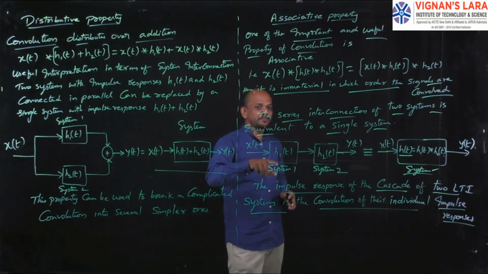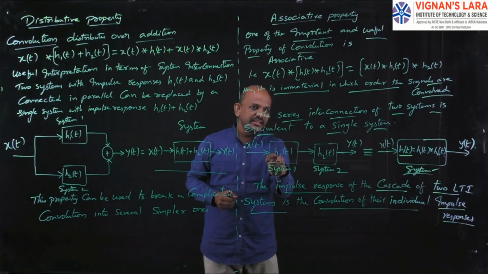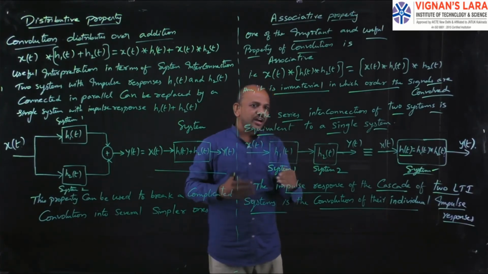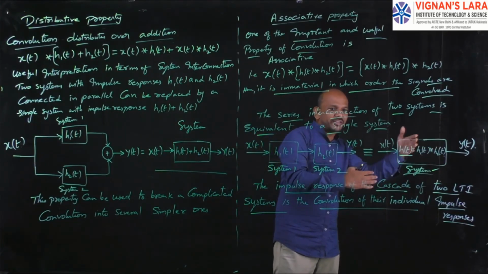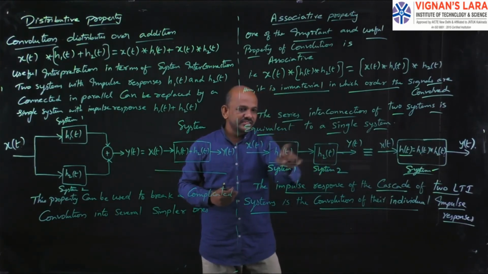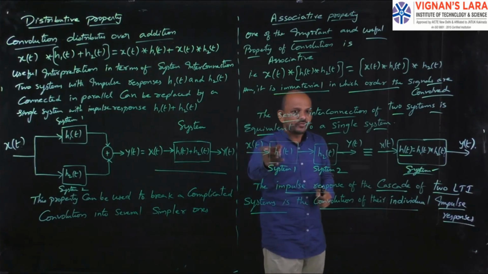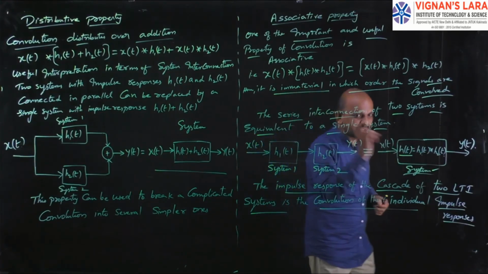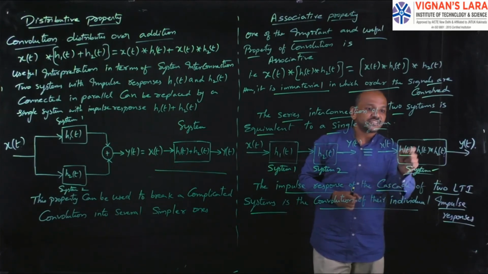The impulse response of the cascade of two LTI systems. See, this is an LTI system, and this is an LTI system. Now these two are cascaded, that is, the output of the first one is connected as input to the next one, so I can call that a cascade. The impulse response of the cascade of two LTI systems is nothing but the convolution of their individual impulse responses.